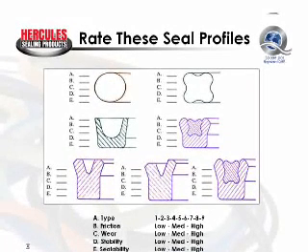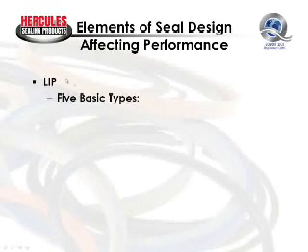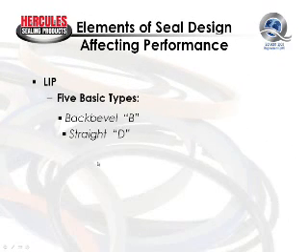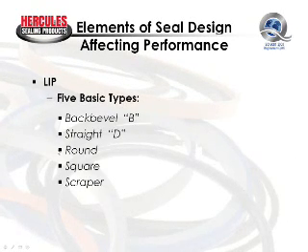Now, the lip style that's incorporated into the seal shape might be referred to as a fine-tuning element of the seal. There's 5 basic lip designs that can be used in our seals. There's the B lip, the D lip, a round lip, a square lip, and a scraper type lip.